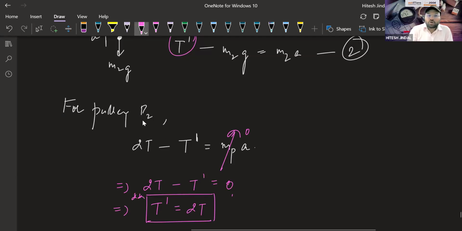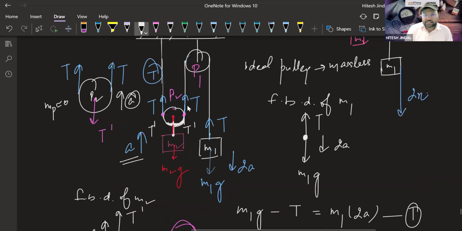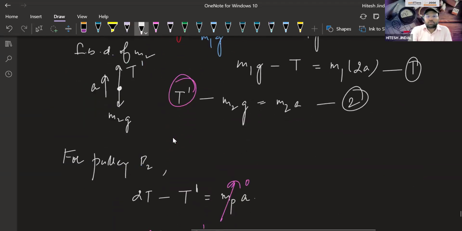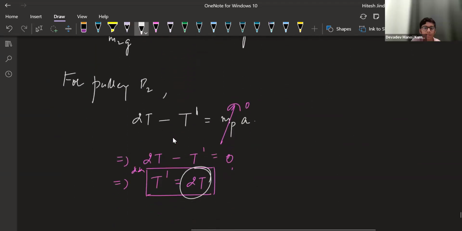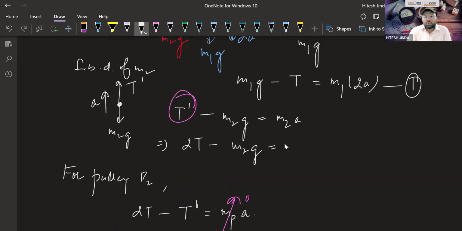Getting it? So whenever we have an ideal pulley, right, this thing we can write down straightforward. We can be sure about it that if this is T, this is T, so this tension has to be 2T. So now you can put here, so our second equation would be, T dash will put 2T. So 2T minus M2G is equal to M2A. This is my second equation.